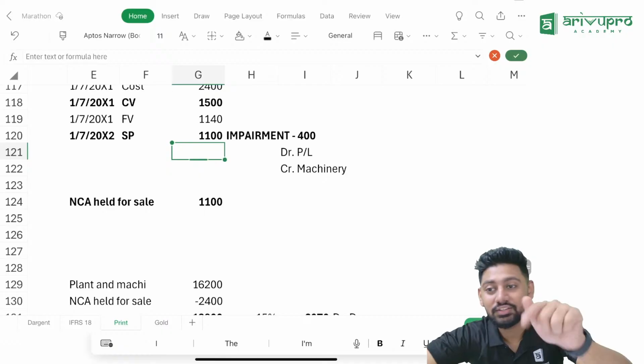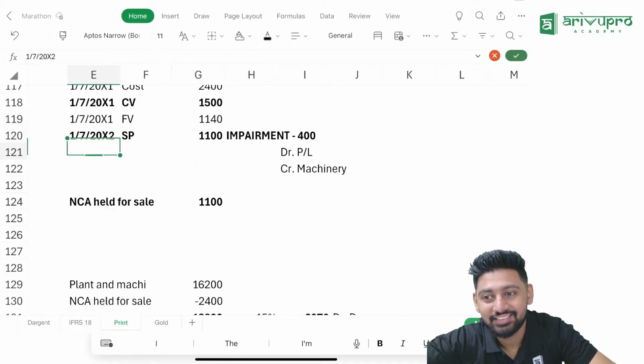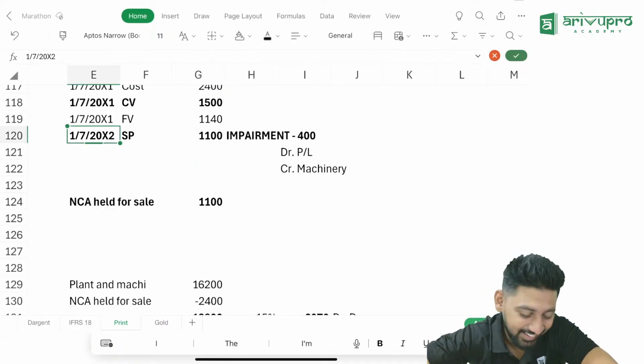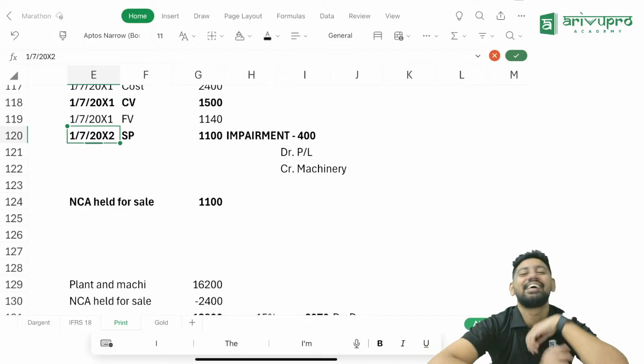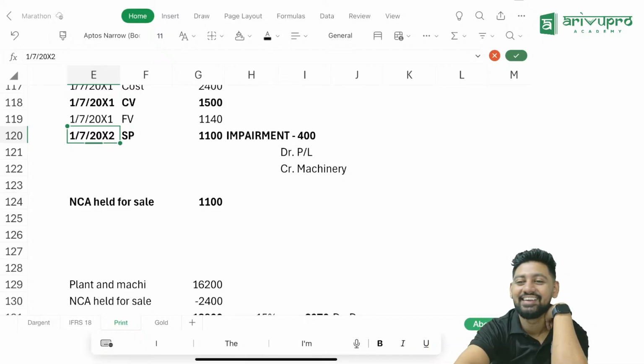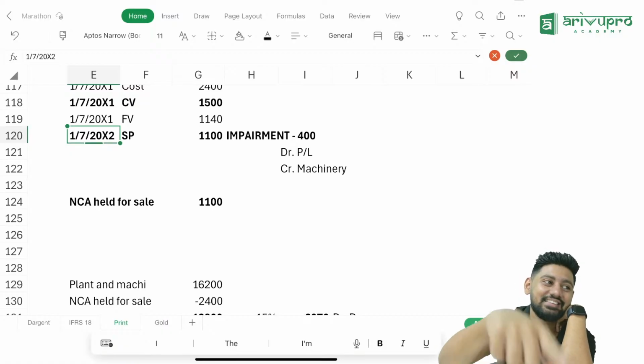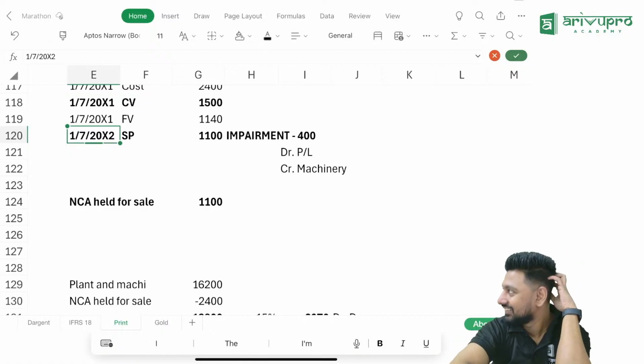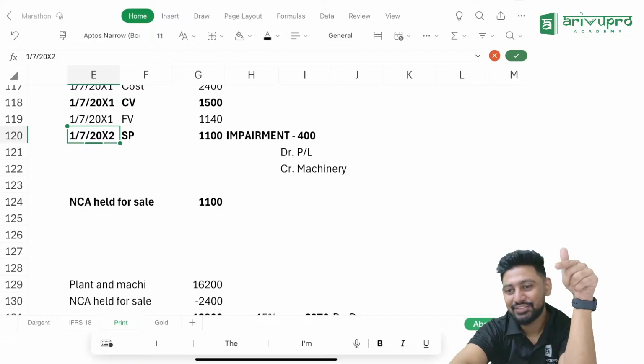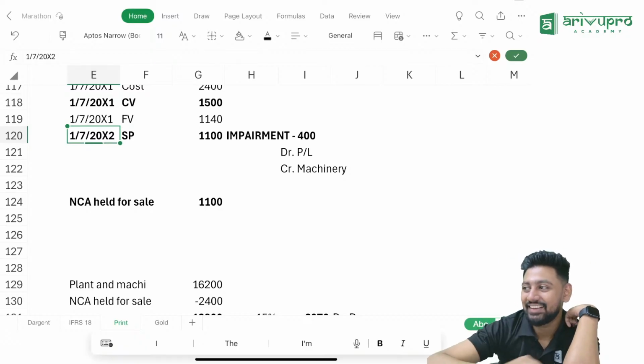But they are not selling on 30th June. They are selling on 1st of July. Next year. Okay. That's why I put the dates. So on 30th June, you had the asset plan.